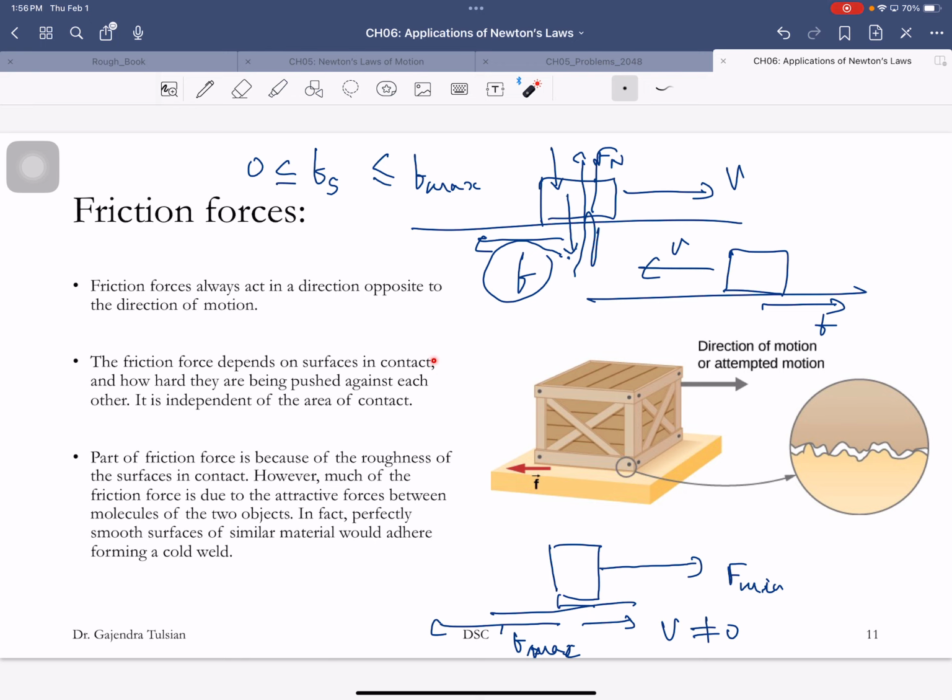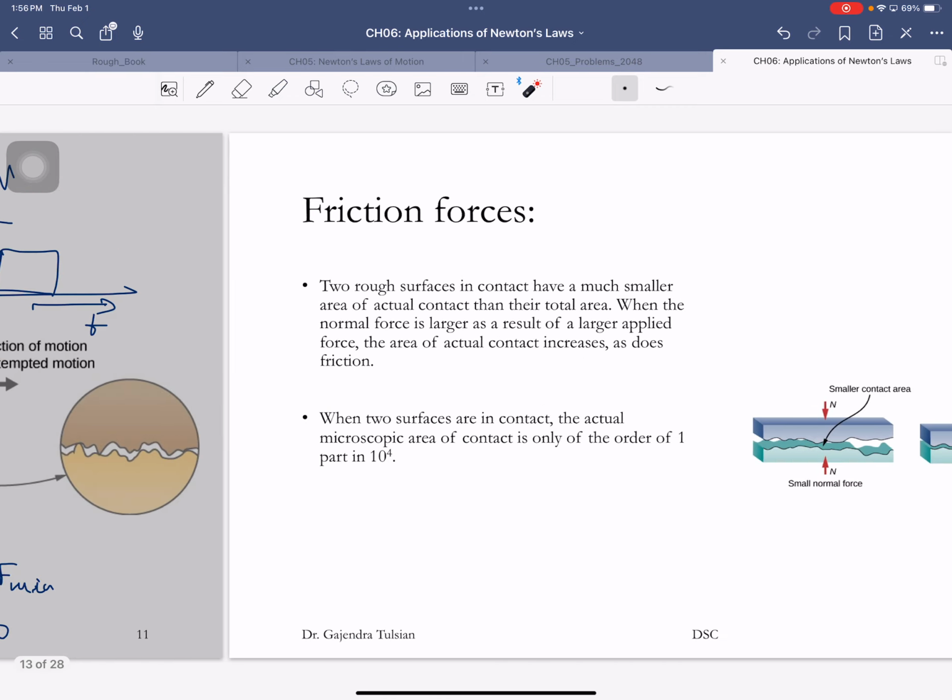The friction force depends on the surfaces in contact and how hard they're being pushed against each other. It's independent of the area of contact. Part of the friction force is because of the roughness of the surfaces in contact. However, much of the friction force is due to the attractive forces between molecules of the two objects. In fact, perfectly smooth surfaces of similar material would adhere to each other, forming a cold bond. And friction forces always act in a direction opposite to the direction of motion.